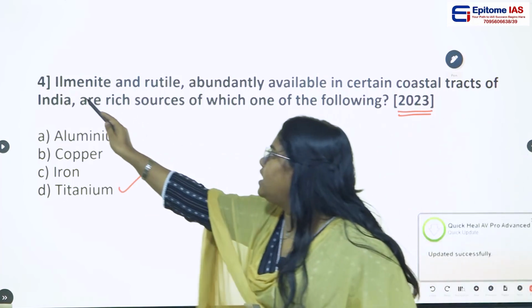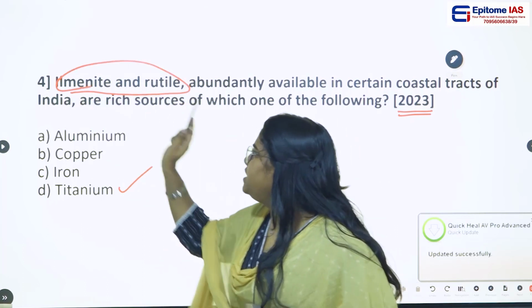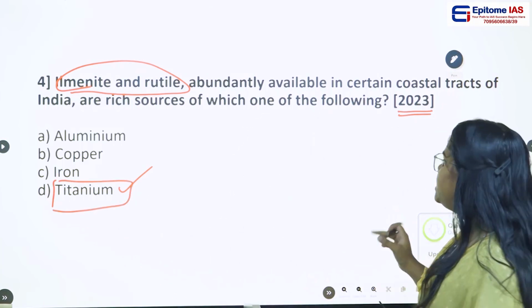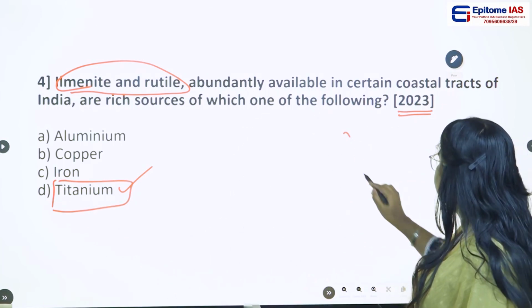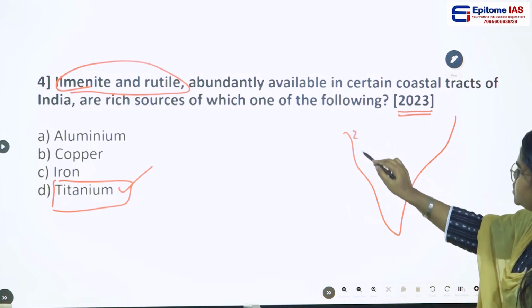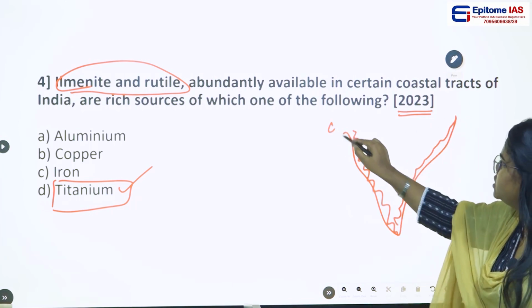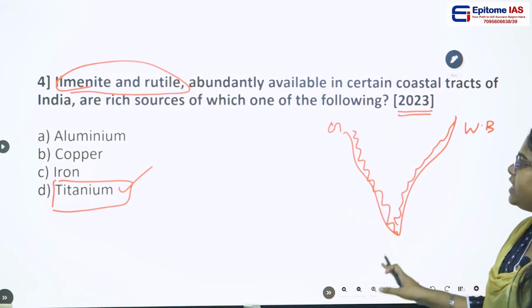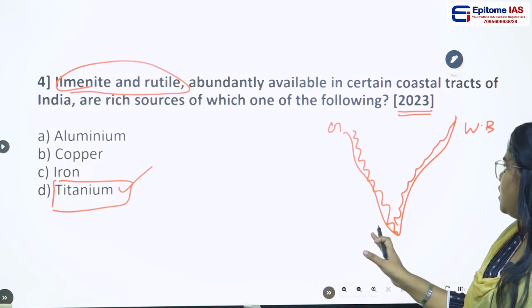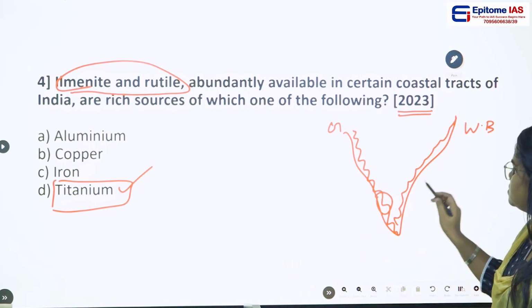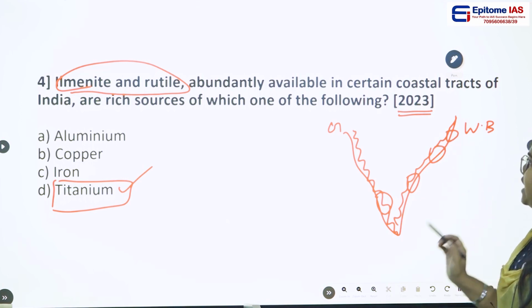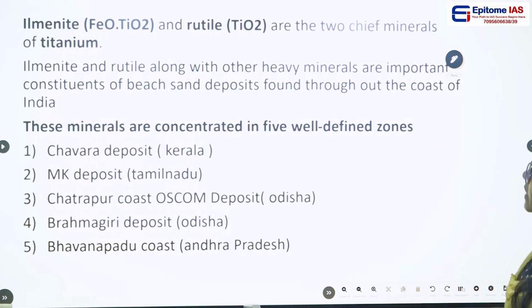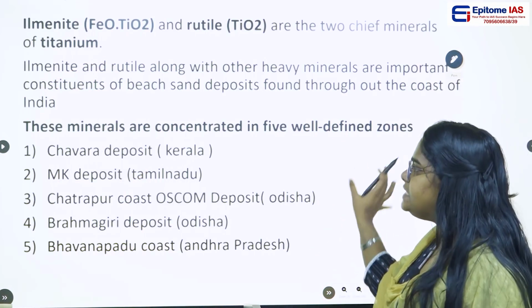Ilmenite and rutile, these are some of the minerals which are abundantly found in titanium. And this particular titanium is available throughout the coast of India, starting from Gujarat till West Bengal. Throughout the coast of India, we have this titanium. But there are certain places where we have this metal abundantly. So what are these? Let us see in detail.